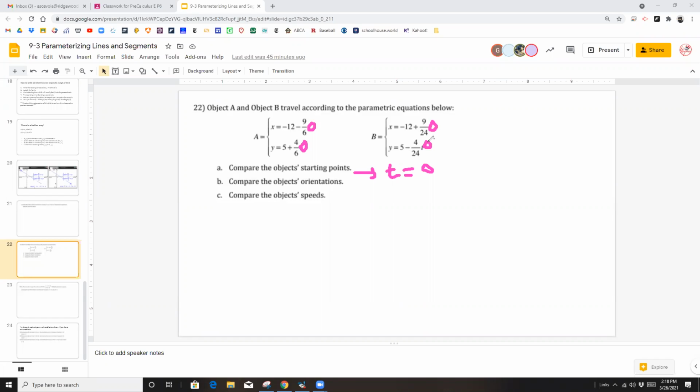So if you plug in 0 for t, it cancels out, cancels out, cancels out. Both of these have the same starting point. They're both going to start at negative 12, 5. You could do that just by plugging 0 in for t, or if they give you a range of t, then whatever the lowest value of t is, that's where you would start, unless they specifically say to start somewhere else.